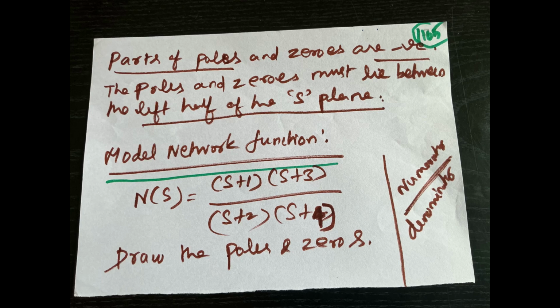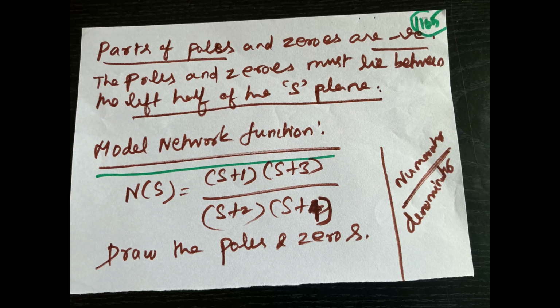Model network function: N of S is equal to S plus 1 into S plus 3, divided by S plus 2 into S plus 4. That is numerator divided by denominator. The numerator consists of the zeros values, and the denominator consists of the poles values. Draw the poles and zeros for this model network function.